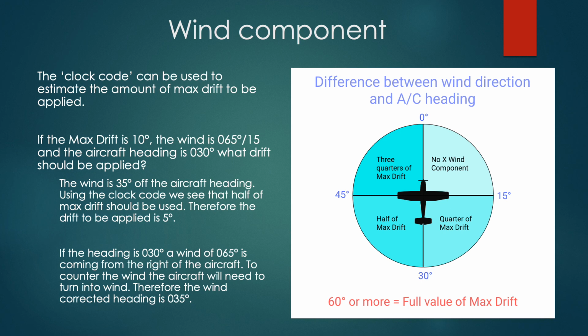We already know that the heading is 030, so that's our diversion track that we need to use, and the wind is coming from a direction of 065. Okay, we know we need to use 5 degrees correction, so we're going to add that in the direction of where the wind is coming from. We add it on, which means that our new heading is going to be 035, which is going to give us a correction, and it's also going to allow us to take into account the wind component.